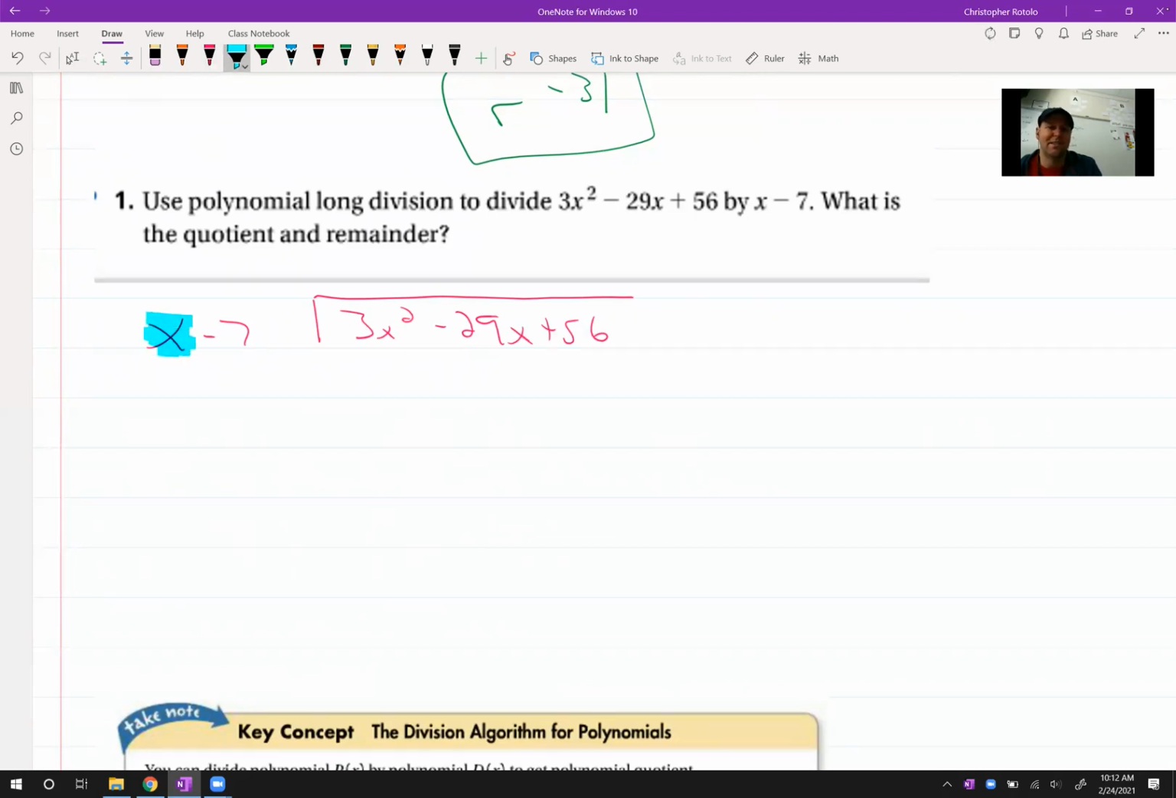You can do this. Remember, I only care about one term at a time. The rest of it just falls into place. So if I have x, I need it to be 3x squared. I need another 3x. So 3x times x minus 7.